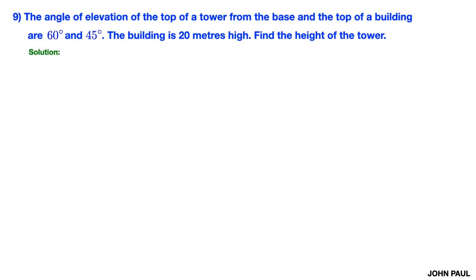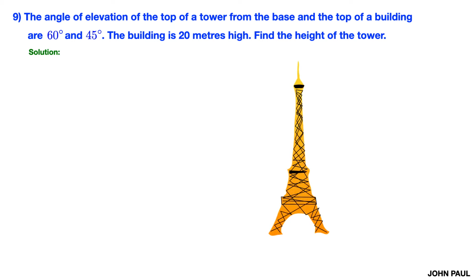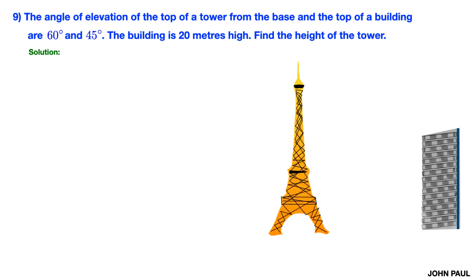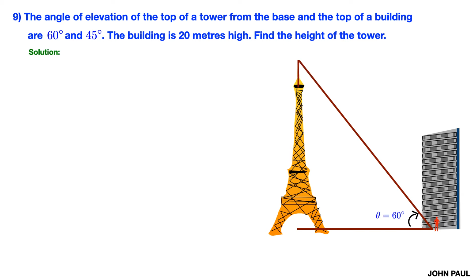Solution. First we will understand the question, then we will convert it into a diagram, then we will solve. They are given a tower and a building. A man stands at the bottom of the building and the angle of elevation of the top of the tower is given as 60 degrees.